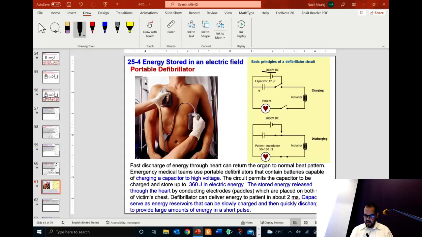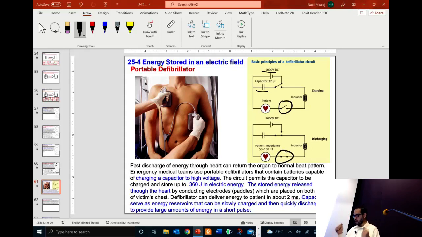They charge a capacitor. This is a 32 microfarad capacitor in this case. Then they disconnect the battery when they switch from this position to this position, and they put the two plates on each side of the heart, one on the right and one on the left side, and then they push a button to close this switch.